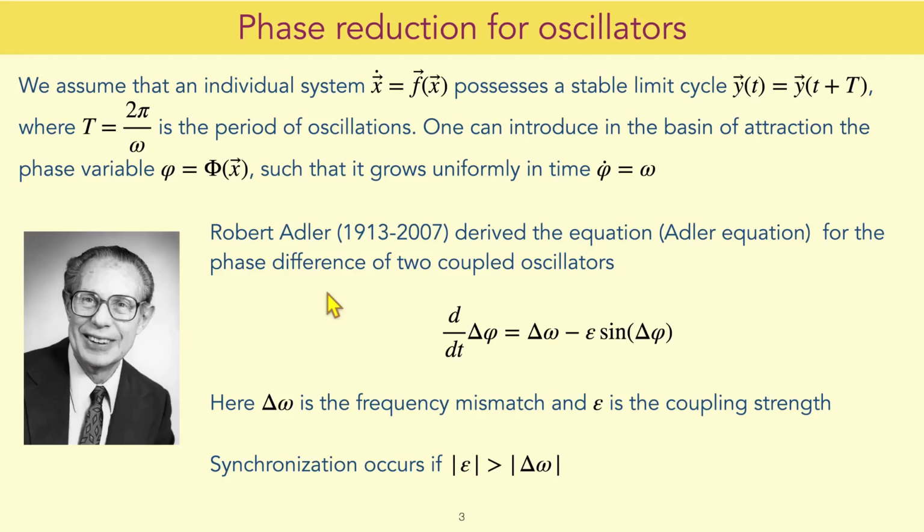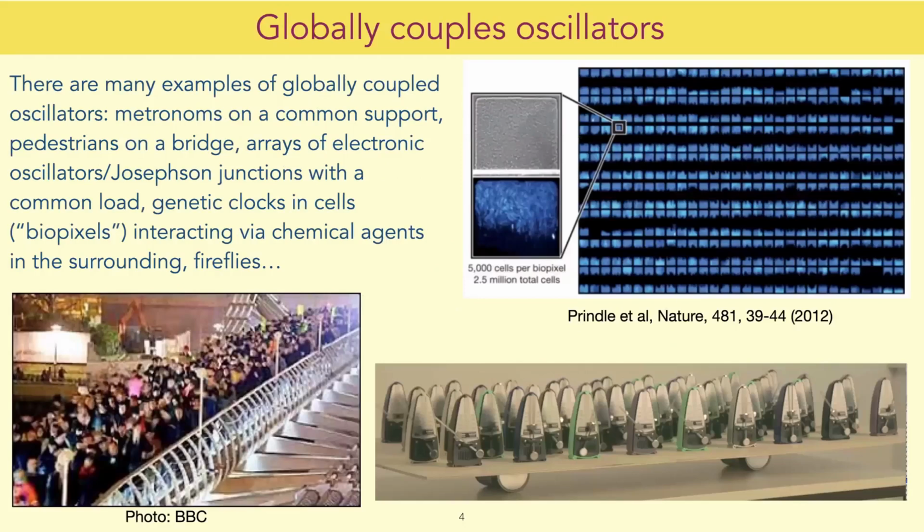So this was about two oscillators, but there are situations when there are many oscillators. And let us first consider a situation where they are globally coupled. It means that there is some medium through which these oscillators interact. So if we have metronomes like here, then the common platform makes them interacting. Pedestrians on a bridge can also synchronize due to movements of the bridge. Arrays of electronic oscillators or Josephson junctions can have a common load.